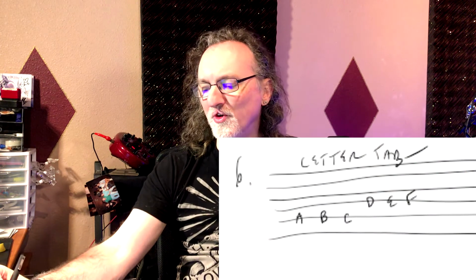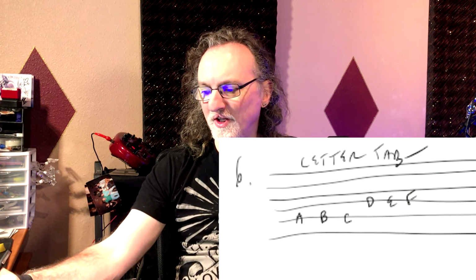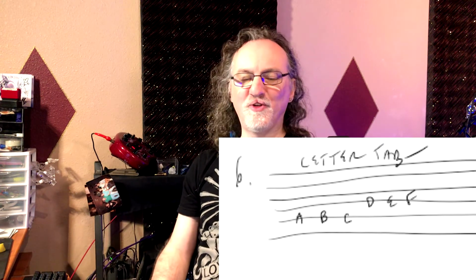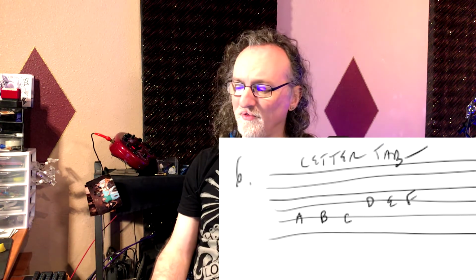Here's another one I use in writing things for rock bands. I'll put my tab lines in here, but this is what I call letter tab. So instead of using numbers, I actually put letters down here, because I know that you can play this riff with like A, B, C on the 5th string and D, E, F on the 4th string. You might say, well, what's the point of that if I don't know my names?